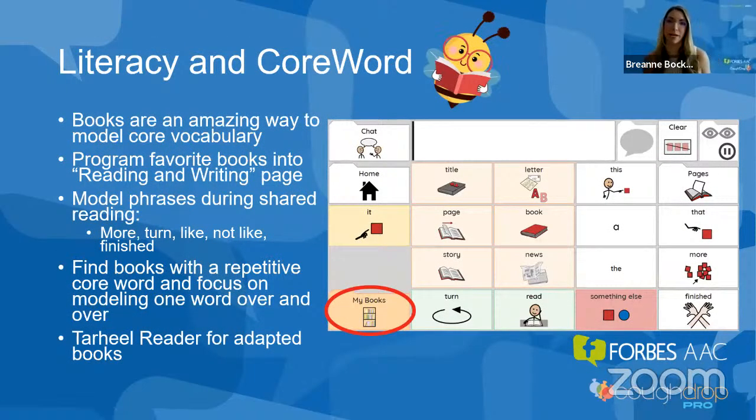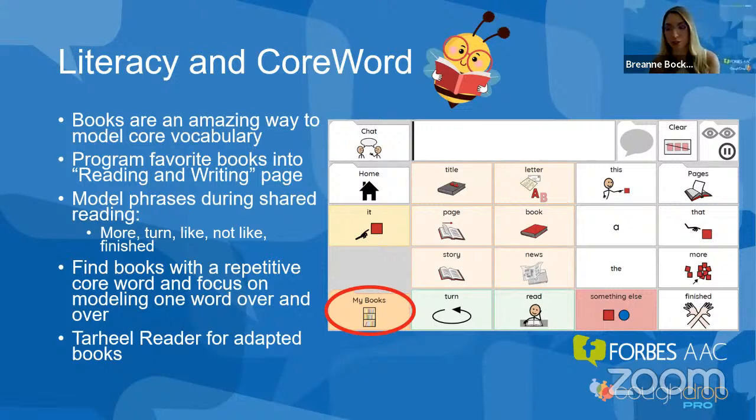And another thing I like to mention is literacy and using CoreWord. So books are an amazing way to model core vocabulary, and you can program the communicator's favorite books into the reading and writing page. So there's a My Books folder that you can use to put in all of those favorite books. And for independent reading, that's really important for the communicator to be able to have agency over what they want to read and what they like to read. So you can program those choices into CoreWord.